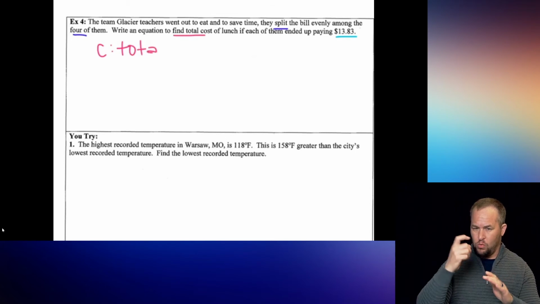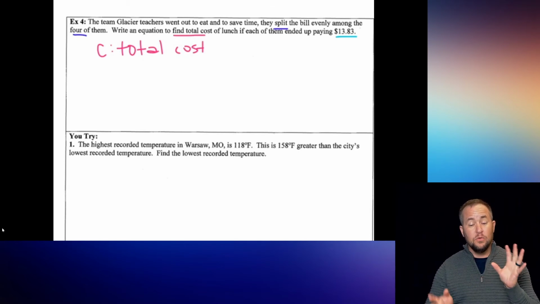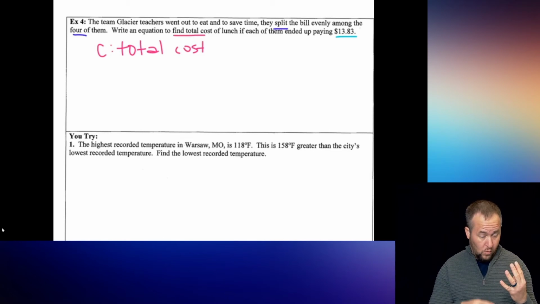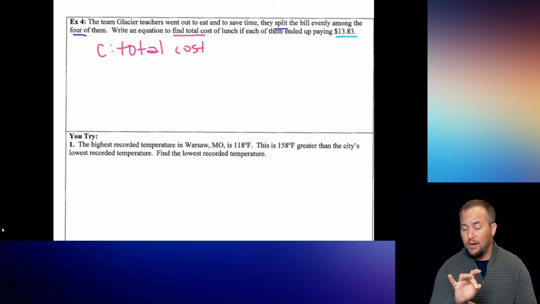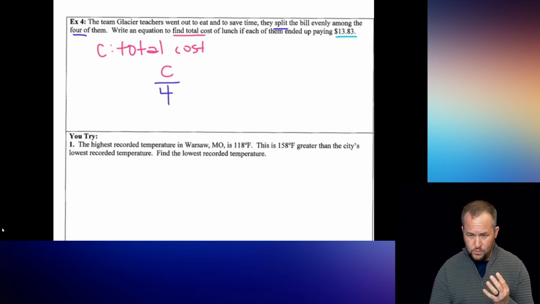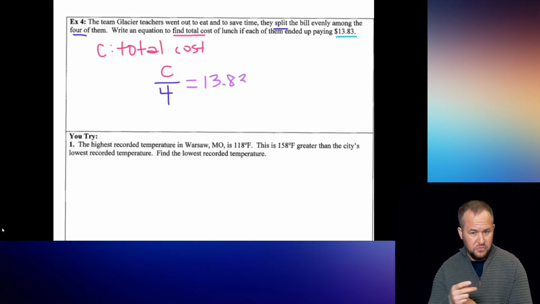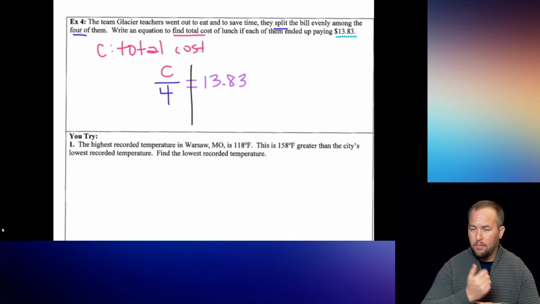Again, look at me stepping outside of the box. So total cost, I know that I'm going to split the bill among the 4 of them, and it's going to end up being $13.83. So if I'm splitting the bill, I know that I'm taking the total cost and dividing it by the 4 Team Glacier teachers, and it's going to equal them each paying $13.83.